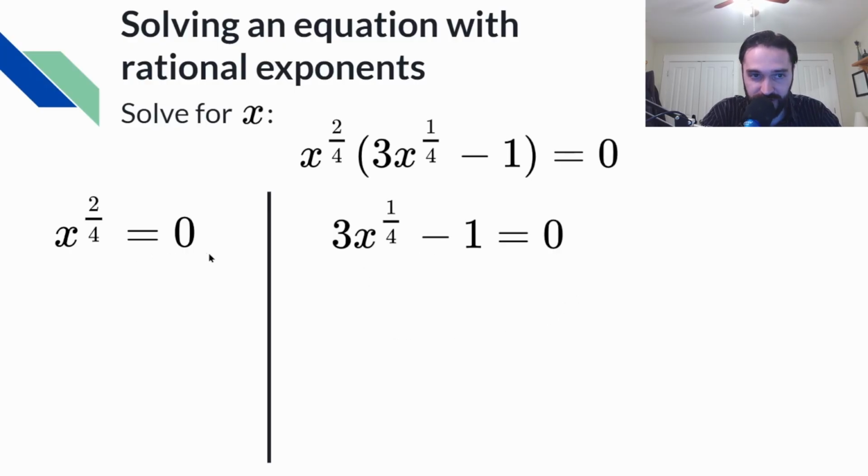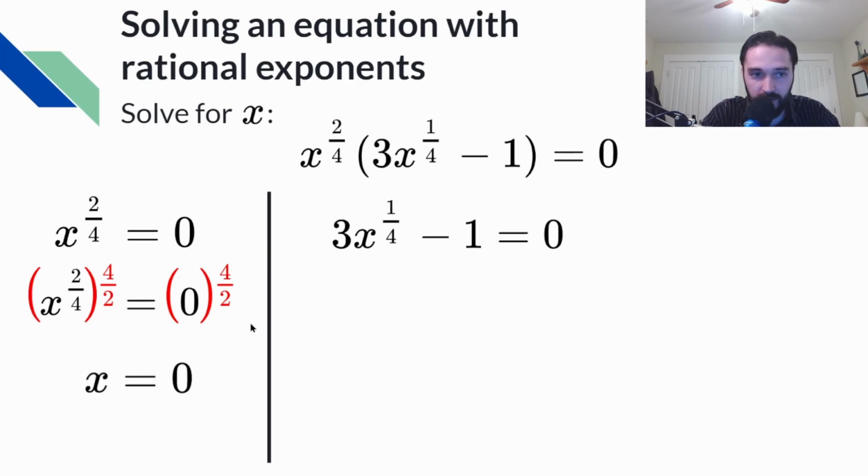Let's start with the equation on the left. x to the 2/4 equals 0. We're going to raise both sides to the reciprocal, the 4/2. On the left-hand side, that just gives us x. And on the right-hand side, we get 0 to the 4/2, which is just 0. So our final solution there is x equals 0.